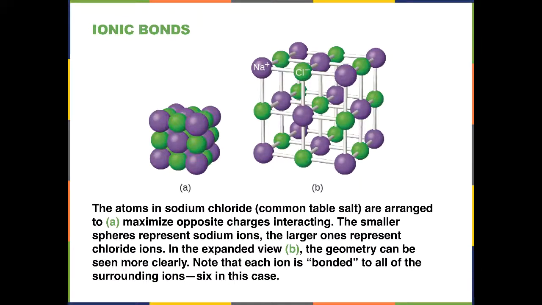So here's an example of an ionic bond. This is sodium chloride. The purplish balls are sodium ions, which are positively charged. If you want to get out your periodic table, you'll see that sodium is in the 1A column, has one valence electron, and has a fairly low electronegativity. And then chlorine is a 7A element on the right side of the table. It has a fairly high electronegativity.